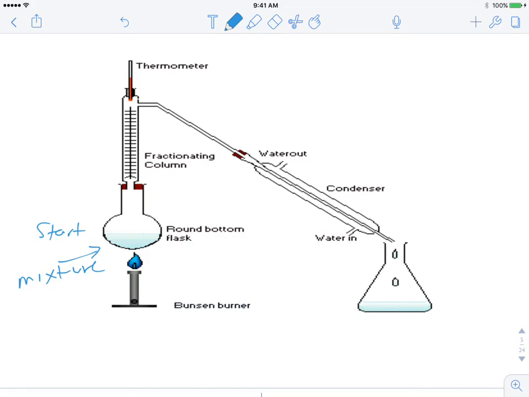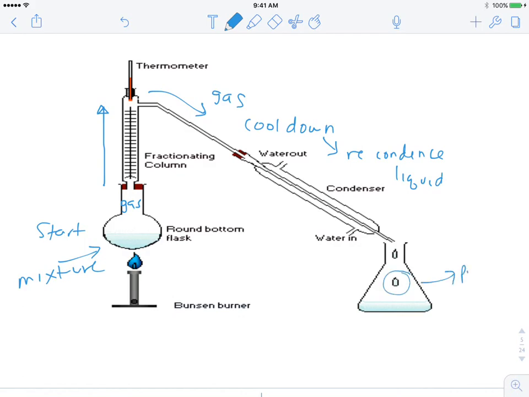Now what's going to happen is it's going to get hot, and one of the substances is going to start to boil before the other substance does. So that first substance is going to start to boil, and as it boils, it's going to form gas within the flask here. That gas is going to rise up this fractionating column. As the gas rises up the column, and it will travel through this tube, it starts to cool down. As it cools down, it will recondense back into a liquid. And now we can separate out this pure liquid over here.